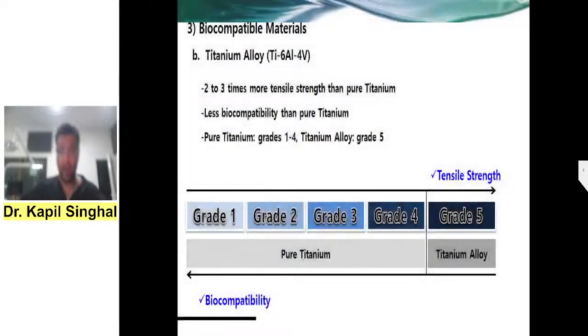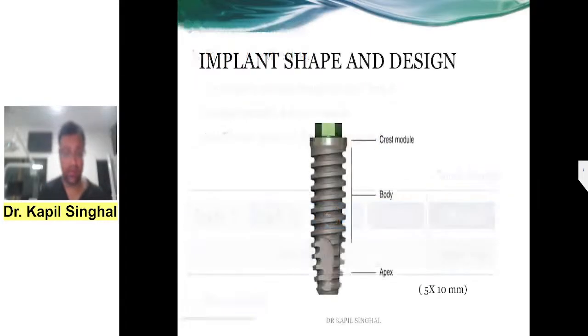Okay. So now this is about titanium. So please remember the two things, tensile strength and biocompatibility, when you are seeing titanium as a thing. Now if you see, your implant has this shape. Okay, it has three parts. The topmost part is the crest module. This is the body, and that's the apex of the implant.